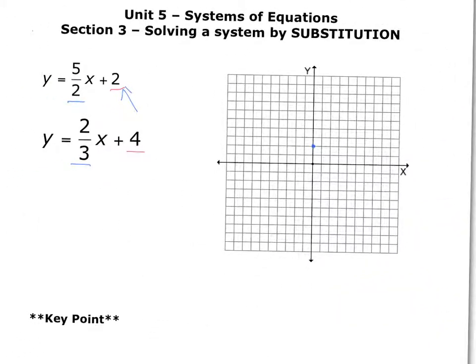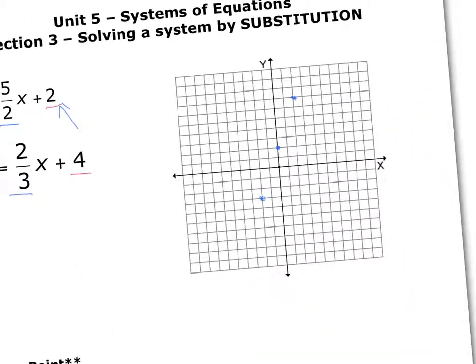Then our slope was 5/2. That means our rise over run is up 5 over 2. 1, 2, 3, 4, 5 over 2, and we plot a point. We can put additional points if we would like to make our line more accurate. So let's go ahead and draw that line.